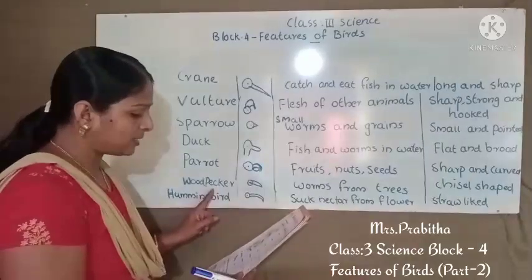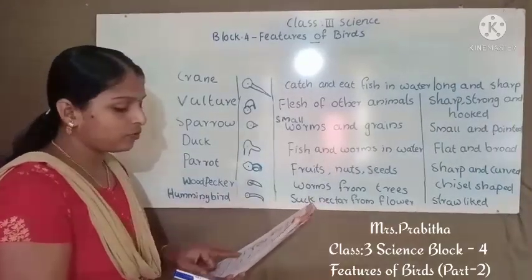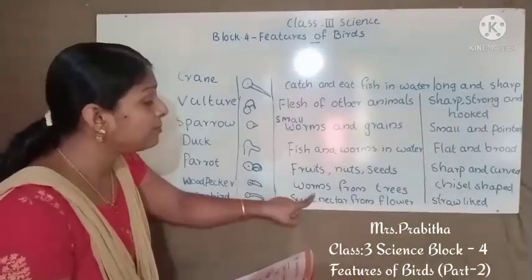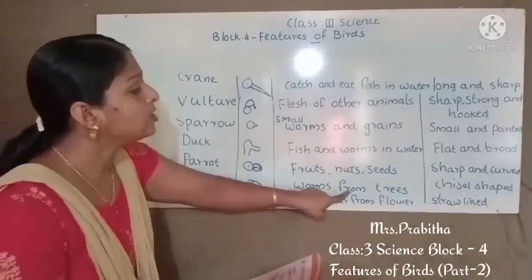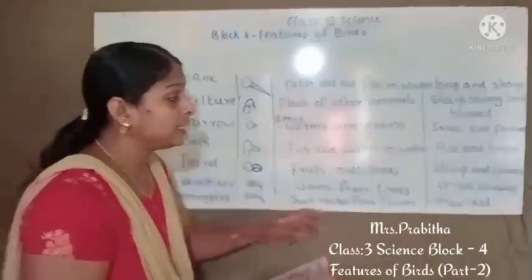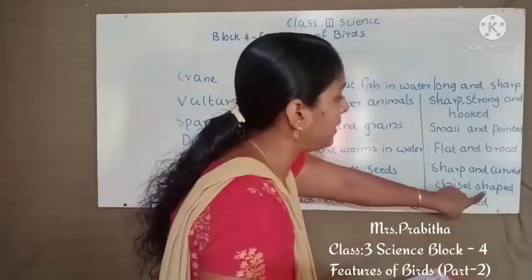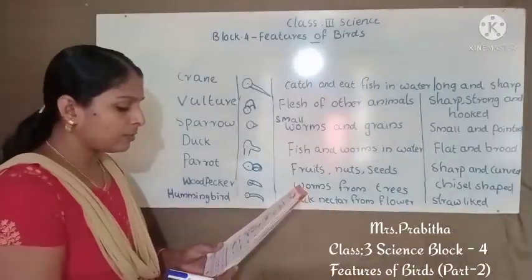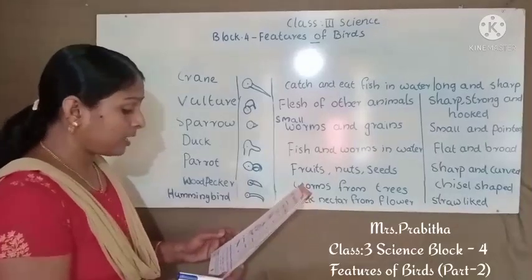The next picture, it is woodpecker. So what does the woodpecker eat? Yes, worms from trees. Okay. Then how does it look? Yes, it is a chisel shaped beak. Chisel shaped. Okay.